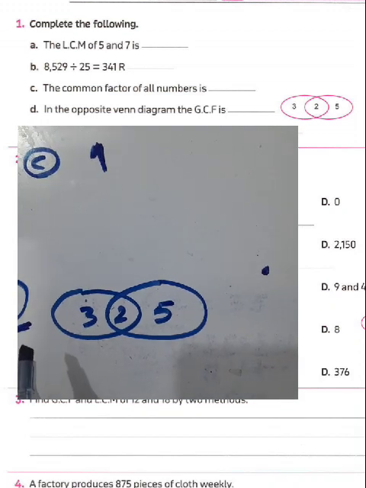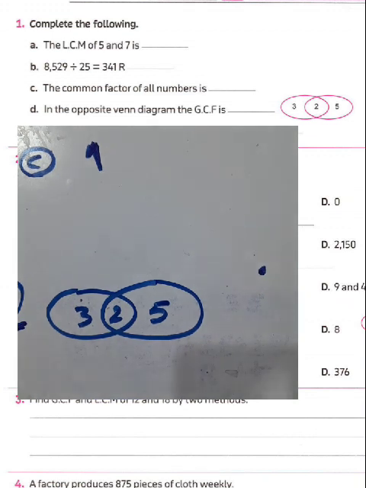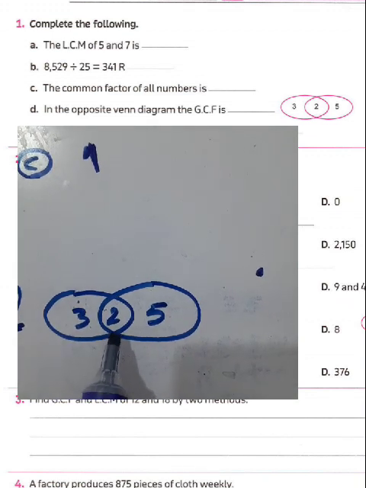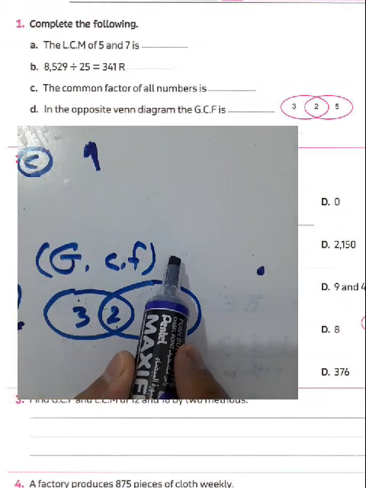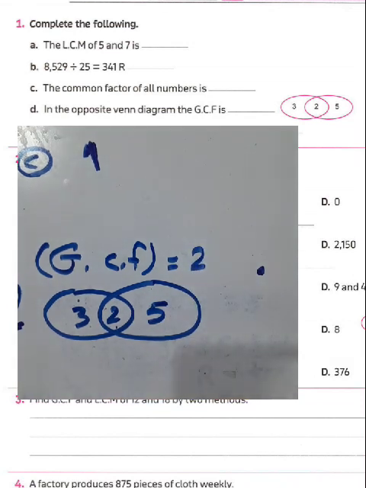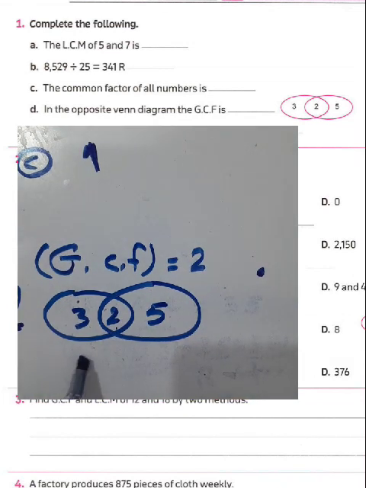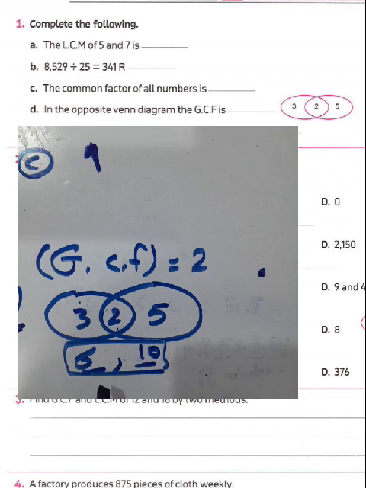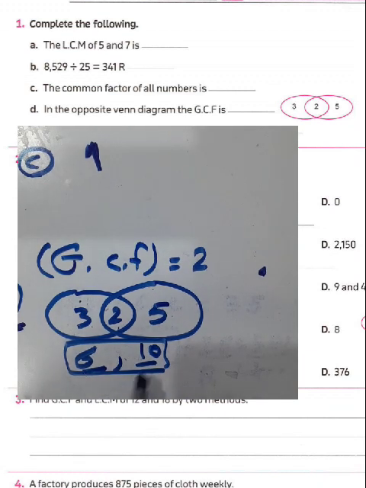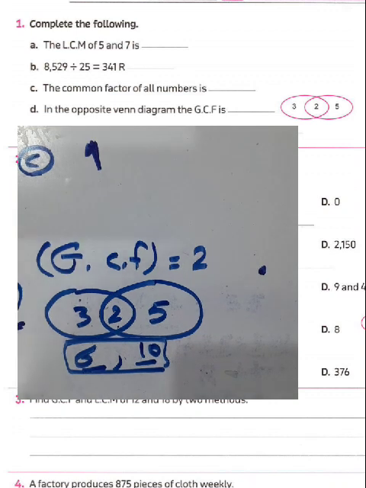Look with me at letter D. In the opposite Venn diagram, the greatest common factor will be 2. The first number here is 6, and the next number is 2 times 5 equals 10. In this example, we want to find the greatest common factor between 6 and 10. It will be 2 because 6 and 10 can be divided by 2. You know 6 and 10 can be divided by 2 and 1, but we want the greatest common factor. Understood?